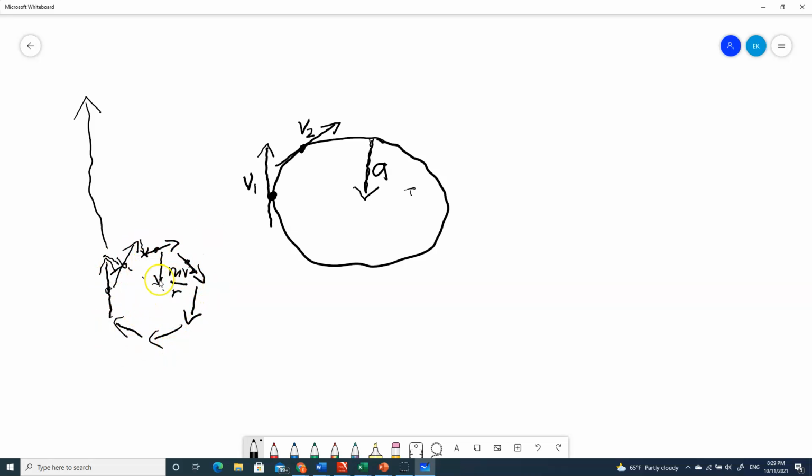So that's why we only have one force. It is mv squared over r. That's the centripetal force, and it's pointing inwards. And that is the concept of centripetal force that should be understood.